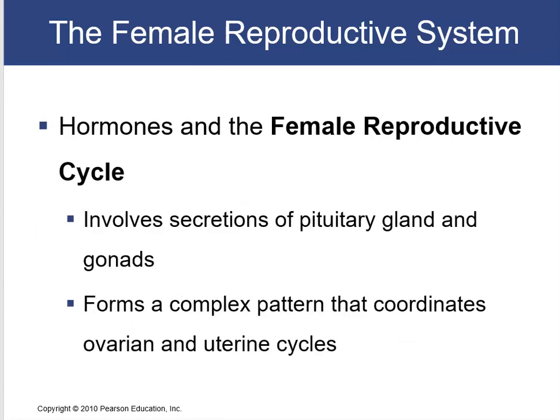Now we're going to look at the hormones of the female cycle. In general, this involves secretions of both the pituitary gland as well as the gonads. And this forms a complex pattern that will coordinate both the ovarian cycle and the uterine cycle.